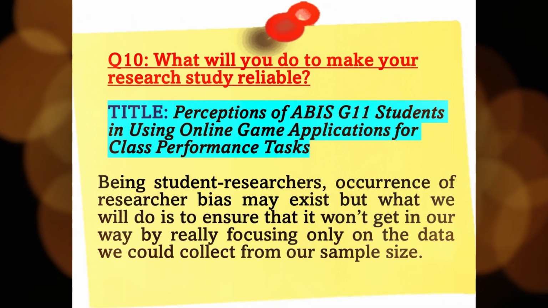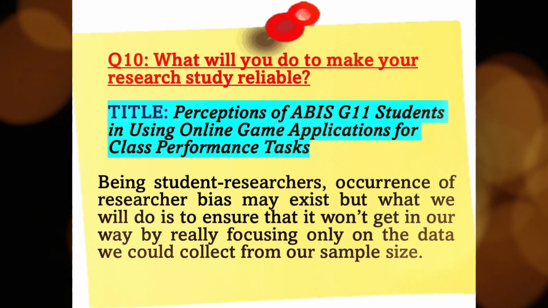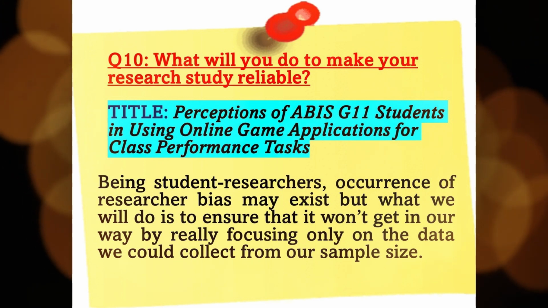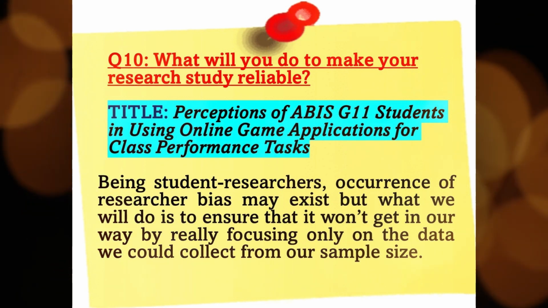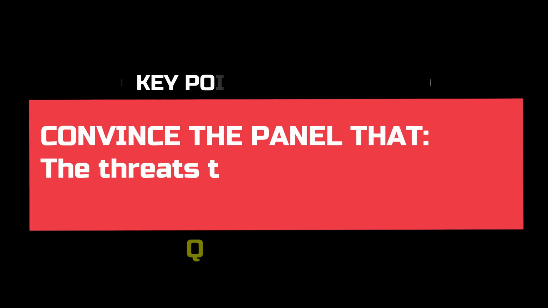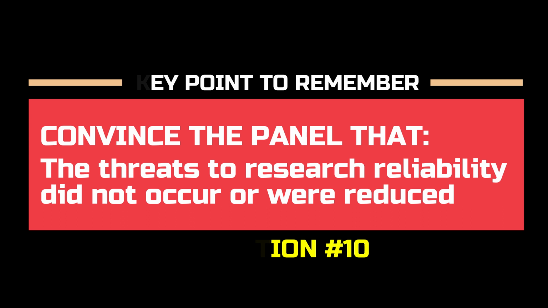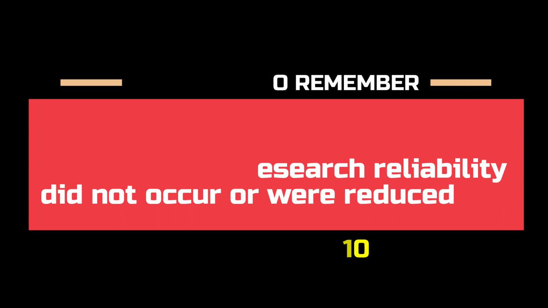And the last among the many questions would be, what will you do to make your research study reliable? To answer this question, simply tell your audience or your panel of assessors that the threats to research reliability, which are participants' error, participants' bias, research error, and researcher bias, did not occur during the research. Or you can simply say that you made sure the threats were reduced to the barest minimum. You may do it the way it was done in the sample answer.